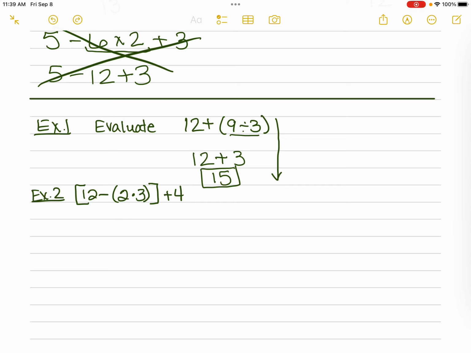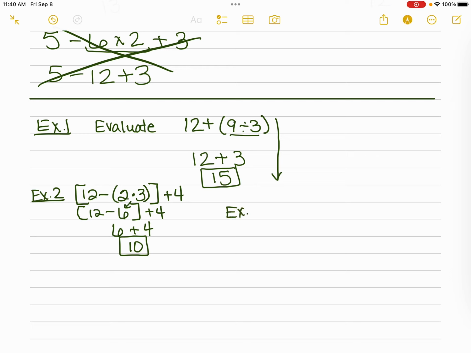So I'm going to do the 2 times 3 first. I'm going to leave these brackets here. And I'm going to go 2 times 3 is 6. Okay, leave everything else the same. So I did this part, right? Now I'm going to do what's in my brackets before I do the plus 4. So 12 minus 6 is 6. Then I have the plus 4. So my answer is 10. Okay? So just step by step to getting those order of operations done.